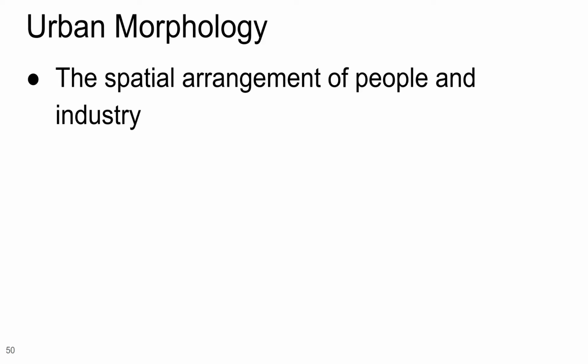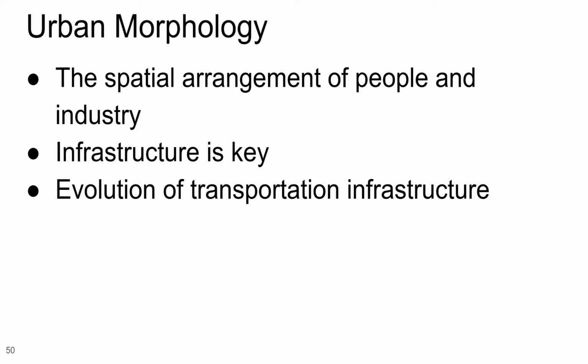Oh, urban morphology. Morph refers to shape. Ology is the study of. So it's the study of the shape of cities, how they're laid out. The spatial arrangement of people and industry. Infrastructure is key. Infrastructure is going to be things like roads, rail lines, railroad lines. The evolution of transportation infrastructure in the United States is key in this urban morphology, as we've gone from walking and horses to railroads to streetcars to automobiles. The cities have transformed at each step.